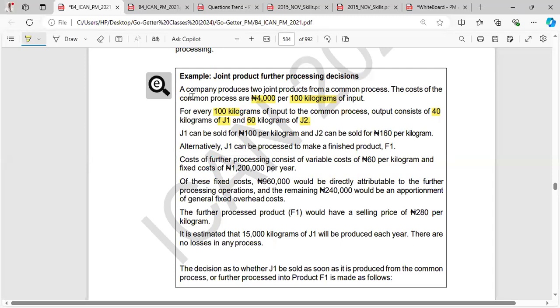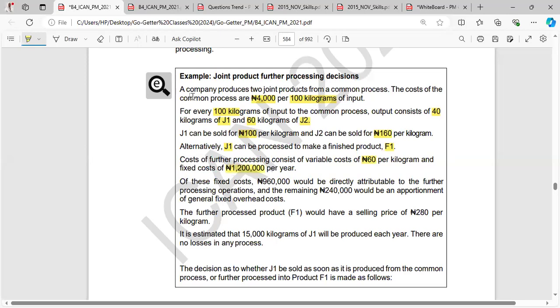Now, J1 can be sold for 100 naira per kilogram. J2 can be sold for 160 per kilogram. Alternatively, J1 can be processed to make a finished product F1. So J1 can become F1. Now the further cost of turning J1 to F1 is variable cost of 60 naira, and a specific fixed cost of 1,200,000 per year.